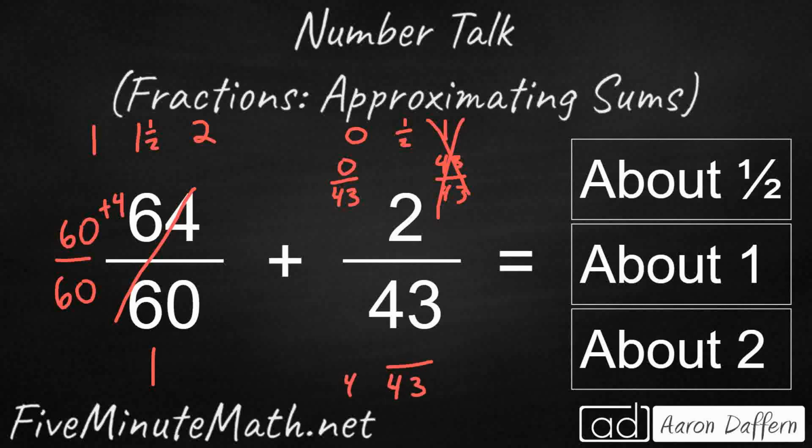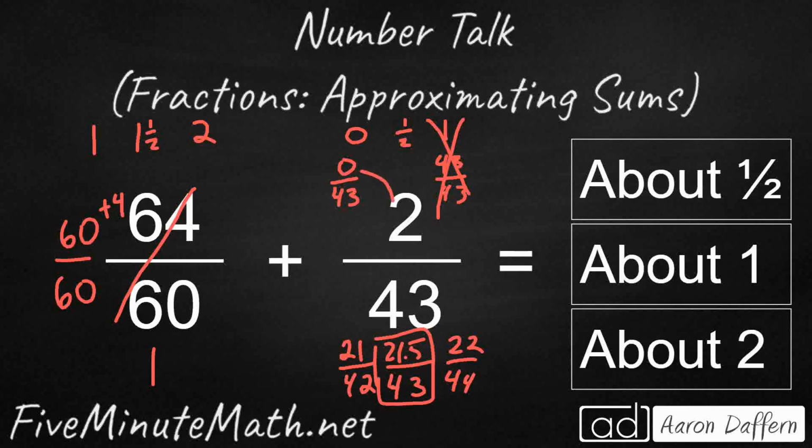I like to imagine it like this. What if I had fractions on either side of it? So half of 42 is 21. Half of 44 is 22. So what's in between that? 21.5. So half of 43 is going to be 21.5.